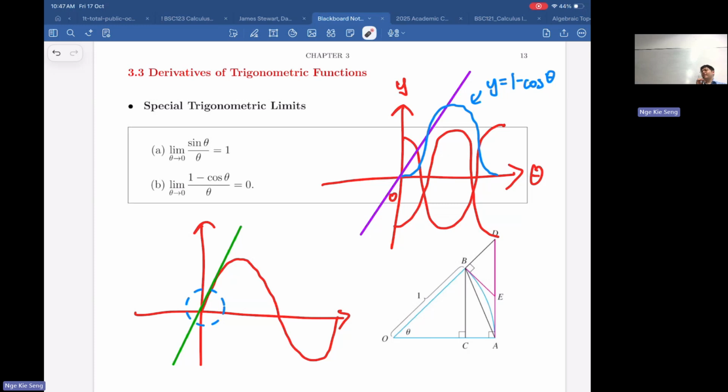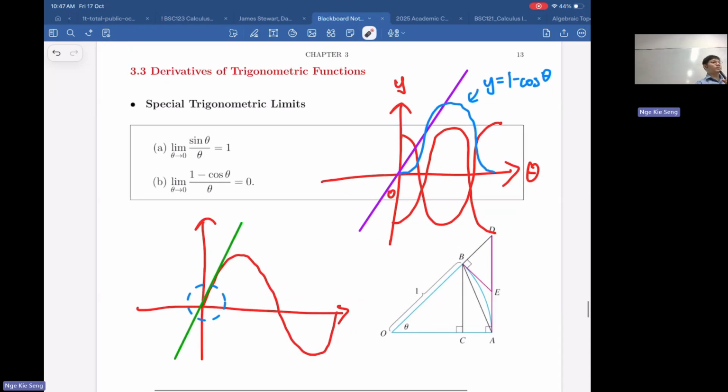I mean, this is an informal way to tell you. Otherwise, you really need to use the definition to prove it. This is the observation we make from this formula. Everyone happy? So actually, I think the most important one is the first one: sine theta over theta, when theta goes to 0, is 1.